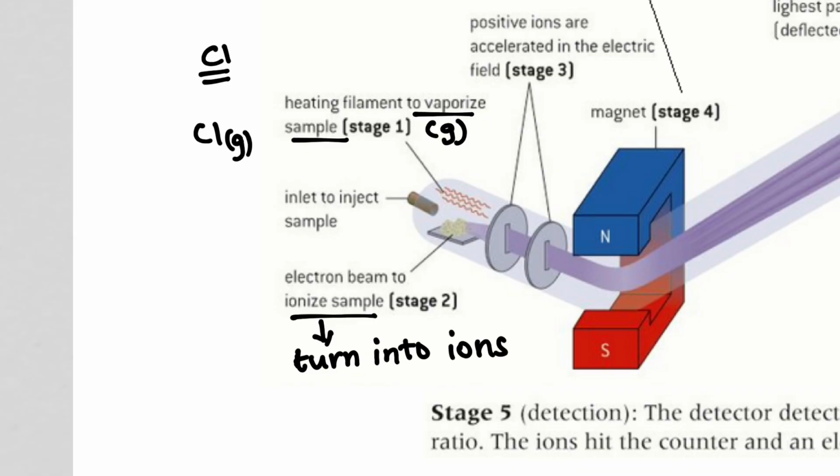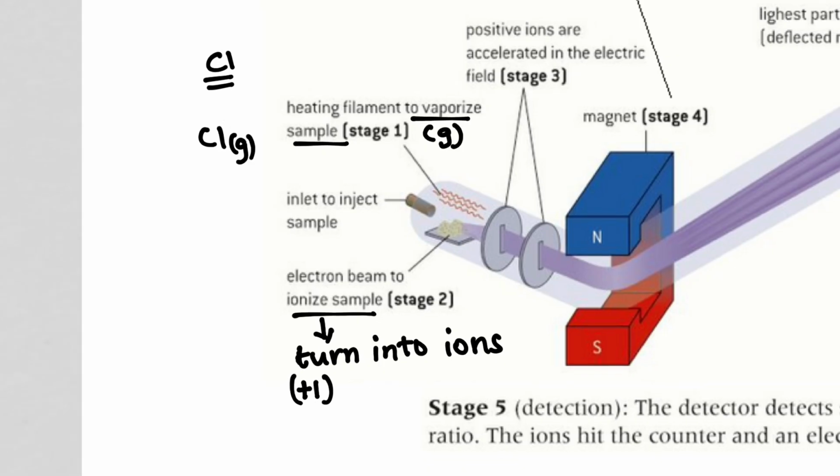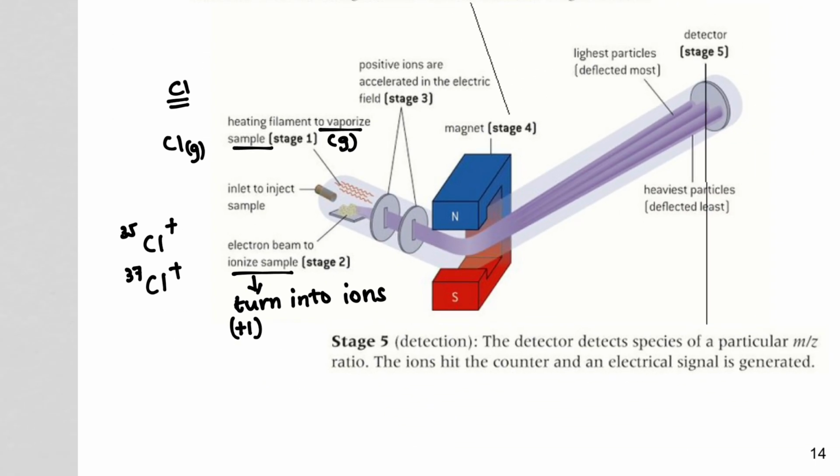We're going to turn it into positive ions, singly charged, so +1 ions. So if you have chlorine 35, it's going to become chlorine 35 plus. You have chlorine 37, it becomes chlorine 37 plus. So you have those ionized particles now.